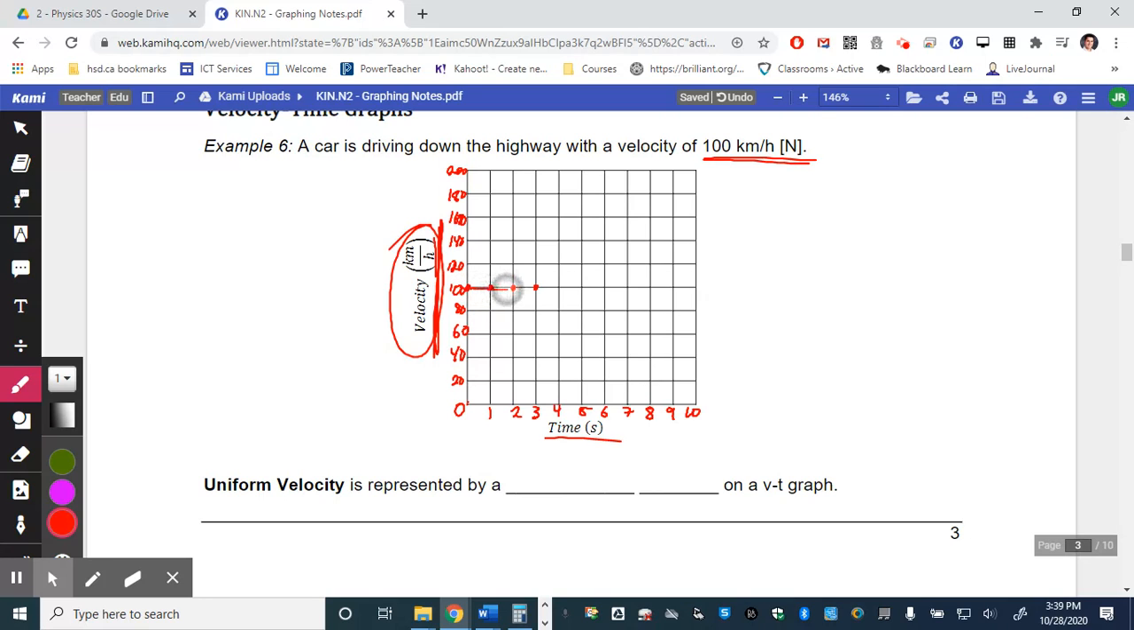Anyways, what we're going to get here is a straight line all the way across. What does a straight line mean? This means that for all 10 seconds, we are going 100 kilometers per hour. So this is now a speed graph. A straight line here represents 100 kilometers an hour. Isn't that cool? So on a velocity time graph, uniform velocity is represented by a horizontal, flat line on a VT graph.